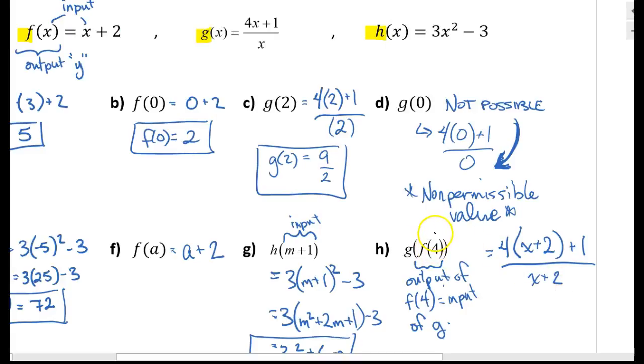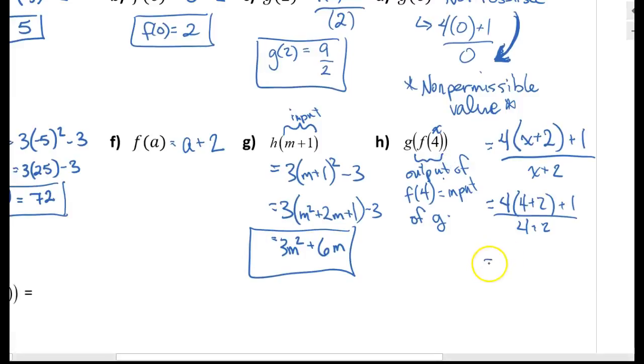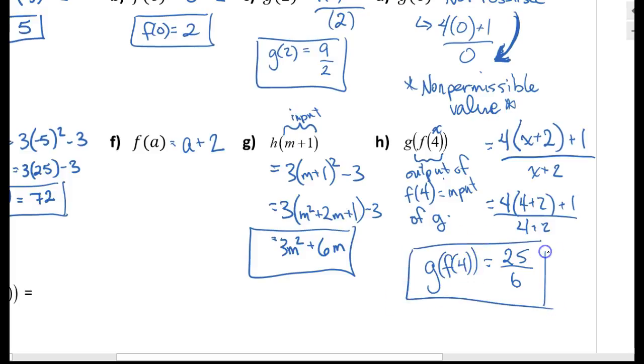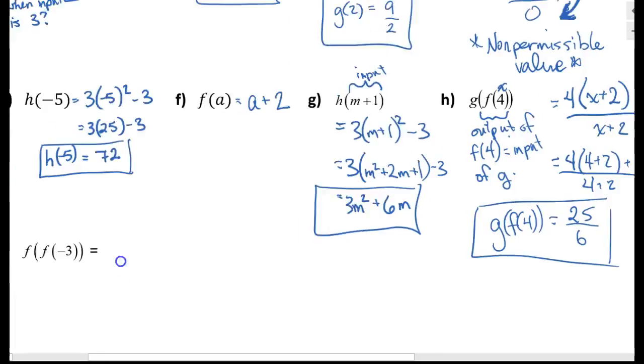Now I'm going to plug in 4, because that is what x is. So 4 times 4 plus 2 plus 1 all over 4 plus 2, which gives me 6 times 4 is 24, so 25 divided by 6. And I'll just leave it as that. So g of f of 4 is 25/6. So that's if you plug one into the other and then solve it.